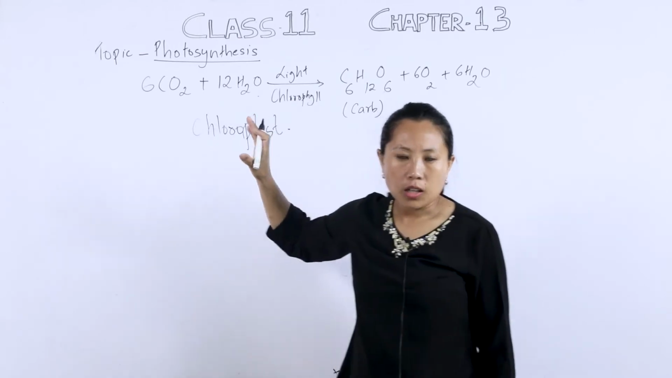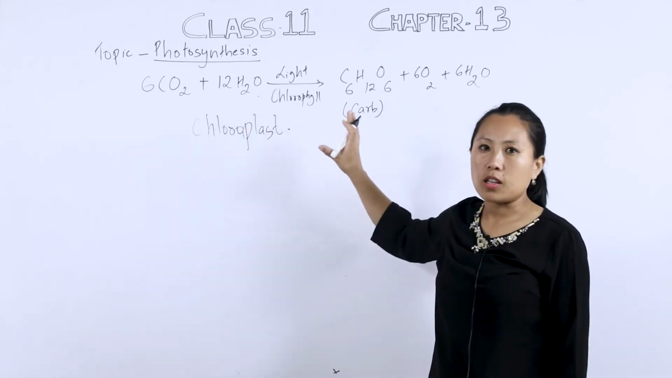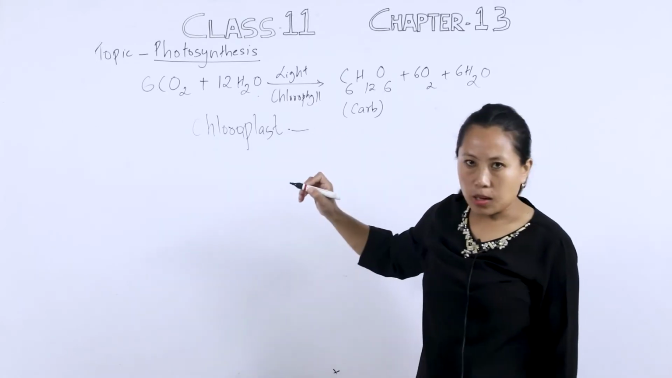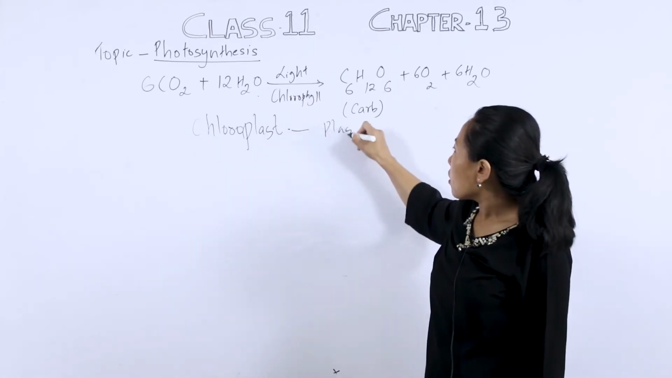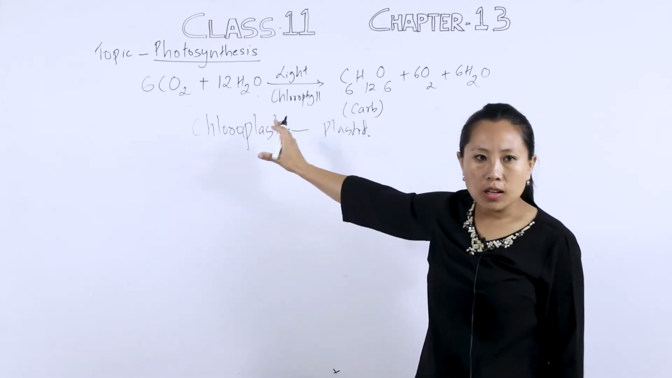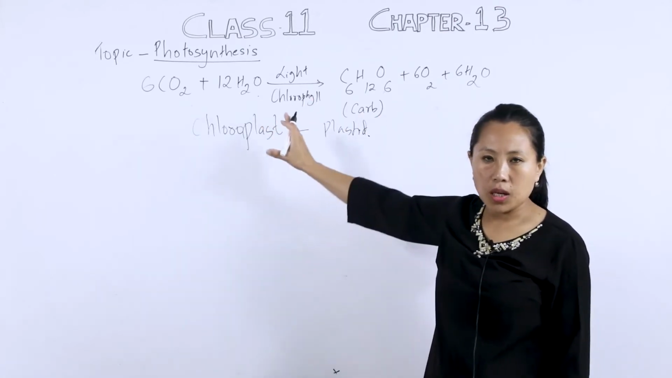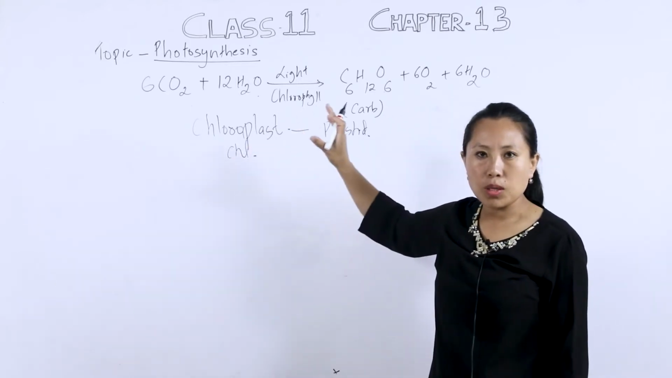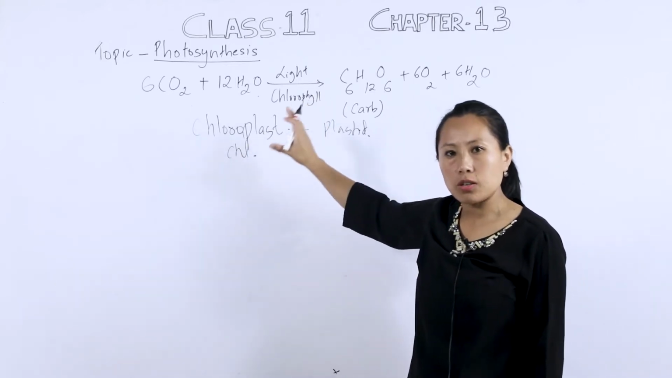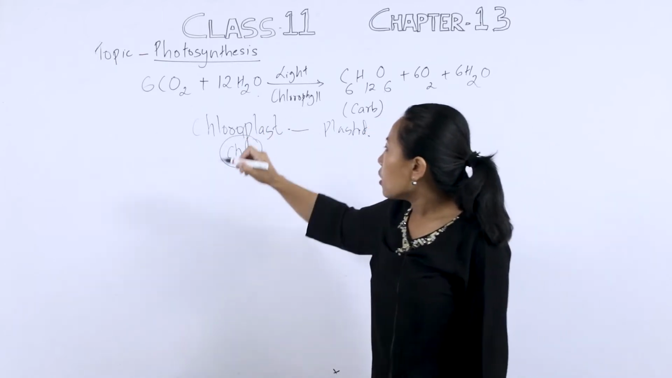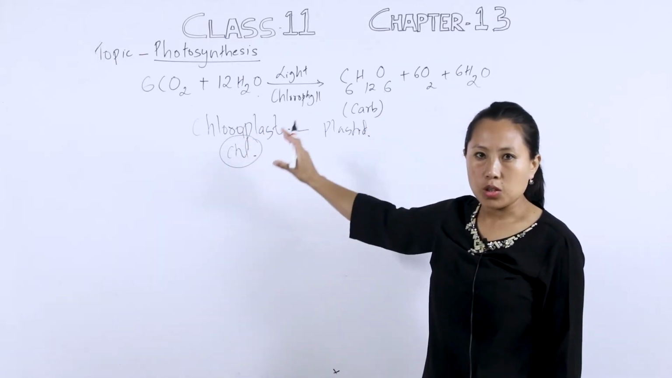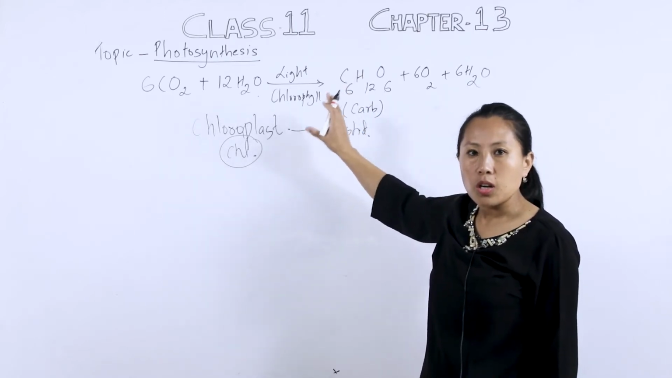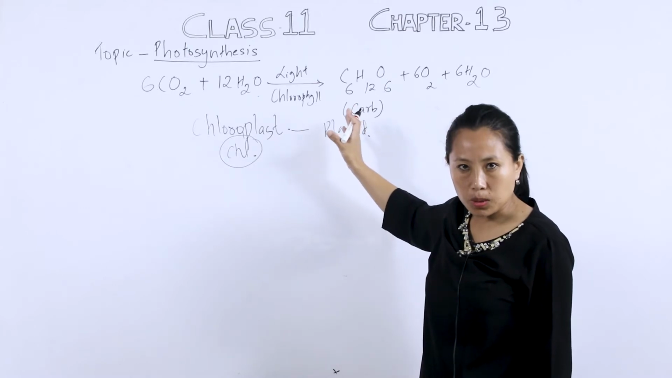chloroplast. The ultrastructure of the chloroplast we have discussed while studying cytology. The chloroplast is a type of plastid. These are green colored plastids, and the green coloration of the chloroplast is due to the pigment chlorophyll. This is the major pigment responsible for carrying out photosynthesis, during which radiant energy is converted into chemical energy.